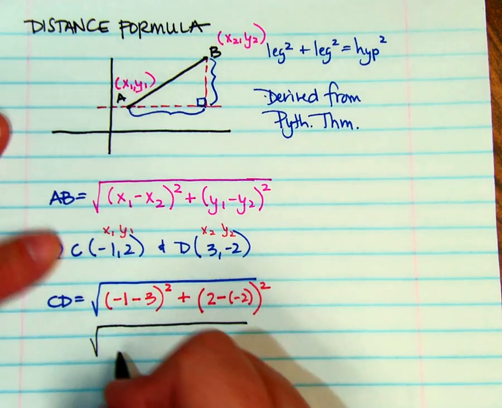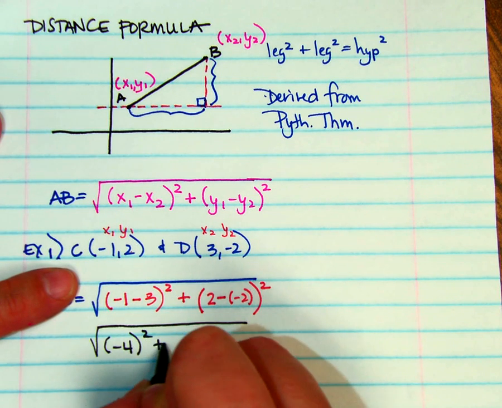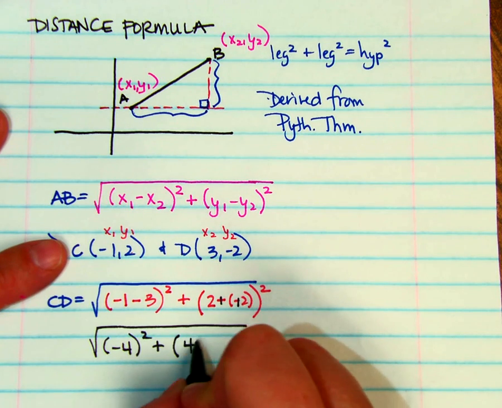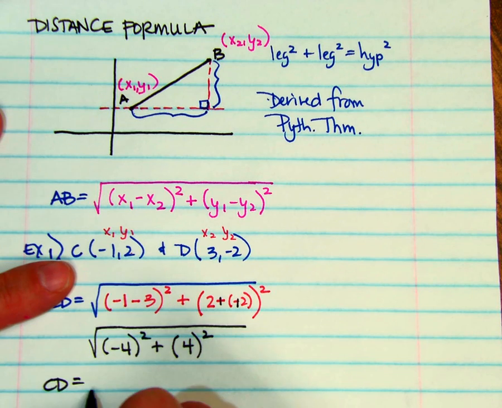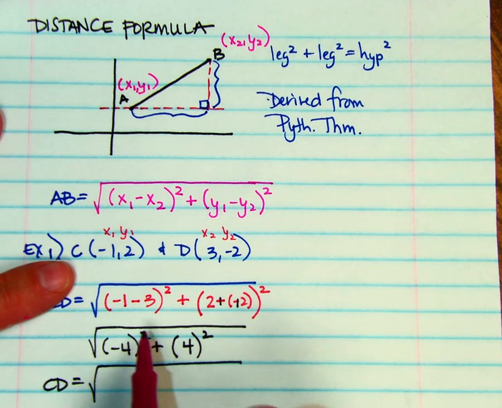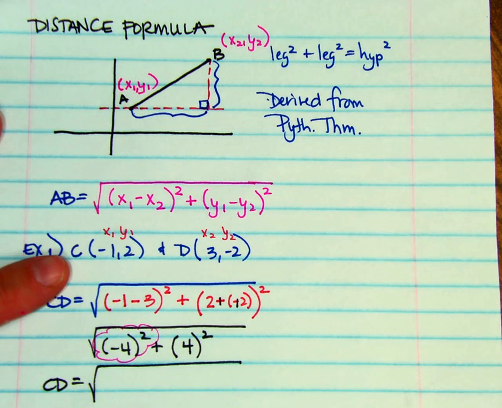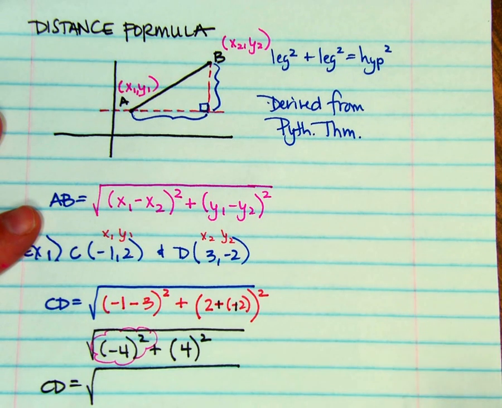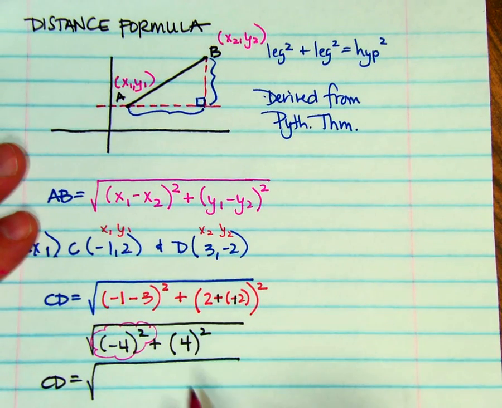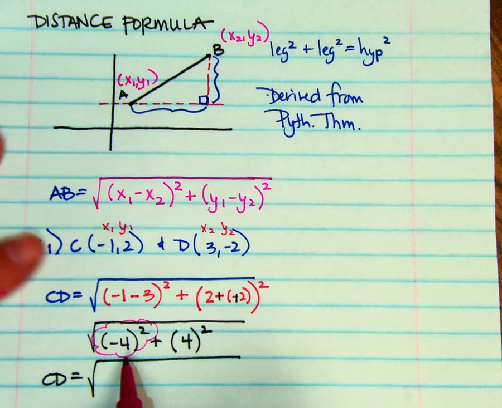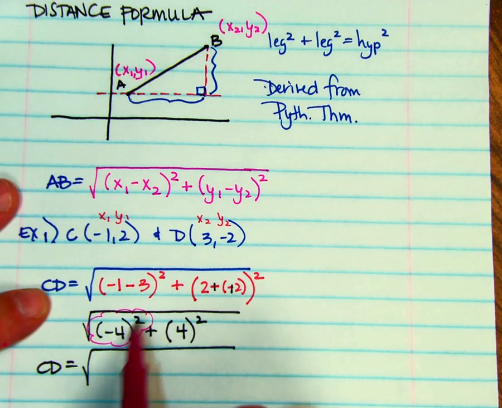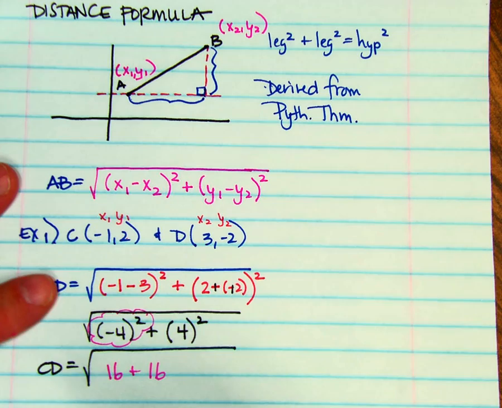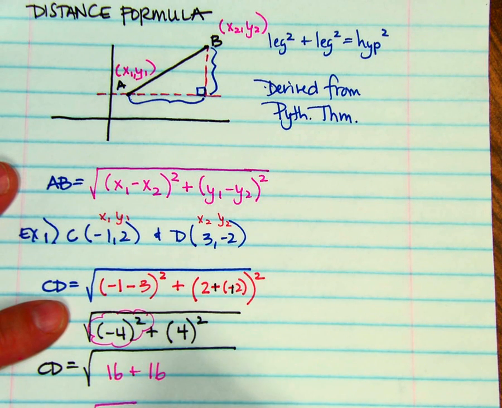-1 minus 3 is a -4 squared, plus 2 minus a negative 2 is a +4 squared. So CD equals the square root. This is where people mess up, because if you put that into your calculator, depending on what kind of calculator you have, it's either going to spit out 16 or a -16. So you need to understand how your calculator is working, and you also need to understand that anytime you square a number, it has to be positive. So no matter what your calculator spits out, it is going to be a +16 plus another +16 for 4 squared. So CD equals the square root of 32.